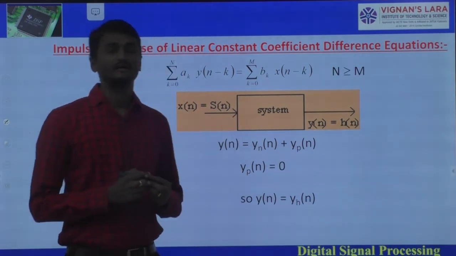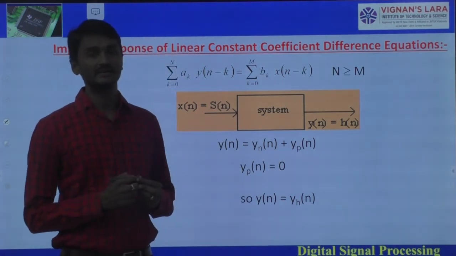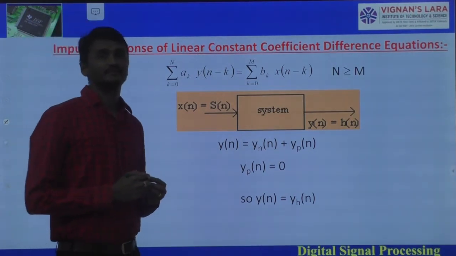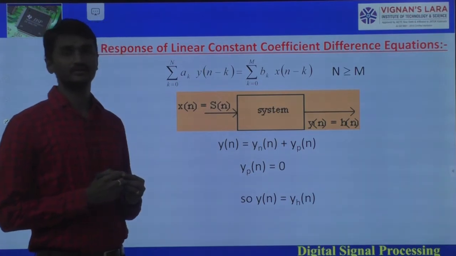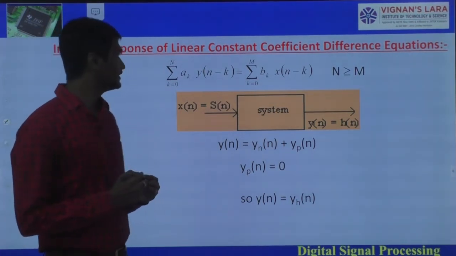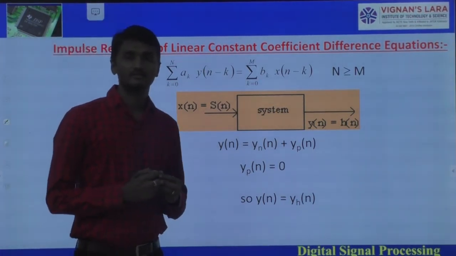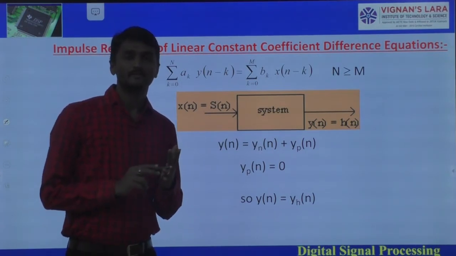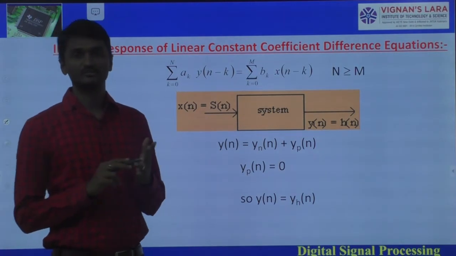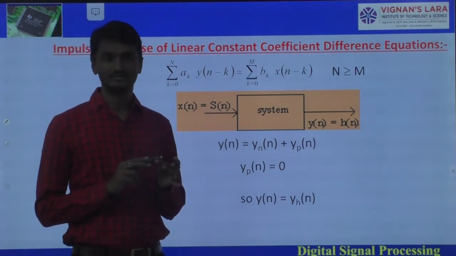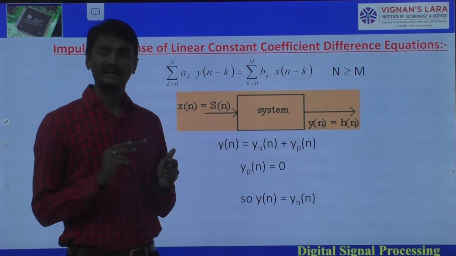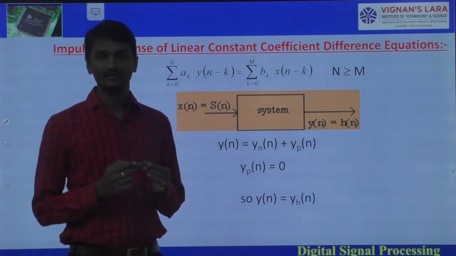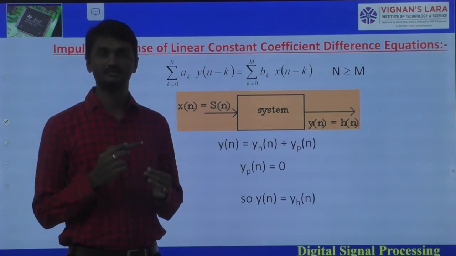We have discussed the analysis of linear time invariant systems, that is, by using LCCDE, linear constant coefficient difference equations. In that LCCDE, we calculated the natural response and forced response. Then combining these natural and forced responses, we got the total response of the system. Along with these, we also have the impulse response as well as the step response.